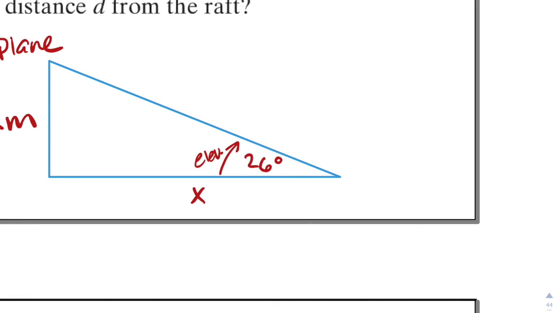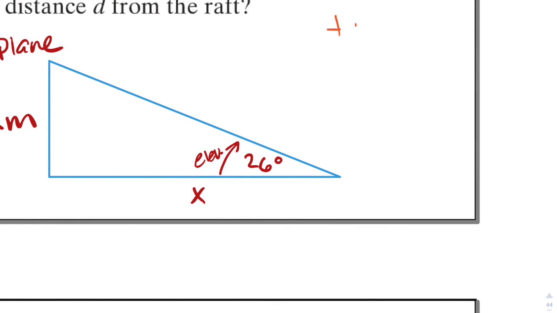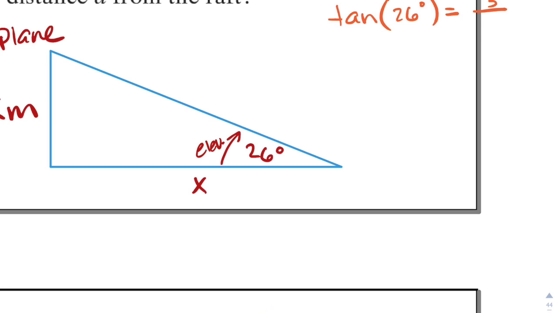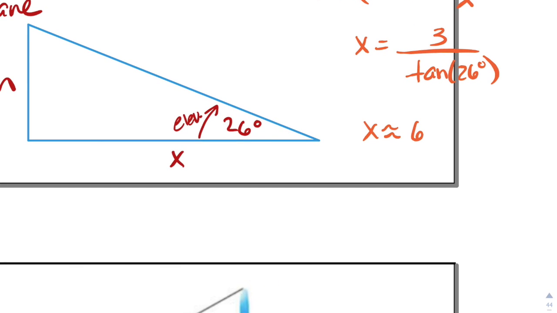So it doesn't matter which diagram I use, but I'm going to say the tangent of 26 degrees equals 3 over x. And then we say x equals 3 divided by tangent of 26. If you need to take a step or two to get there, that's fine. I'm making the video as short as possible, I should say. We get approximately 6.15.